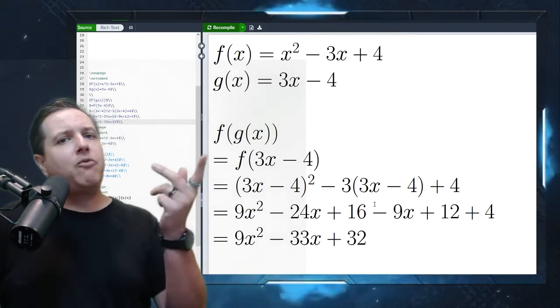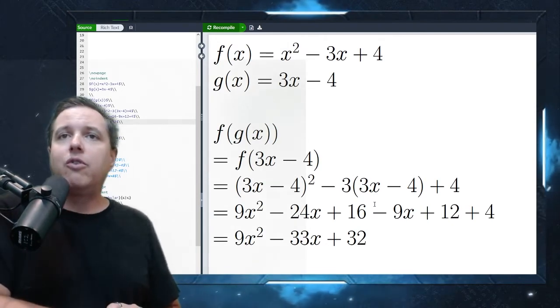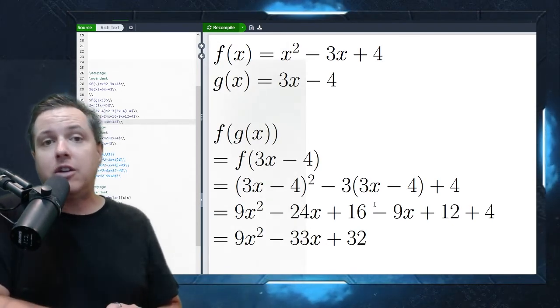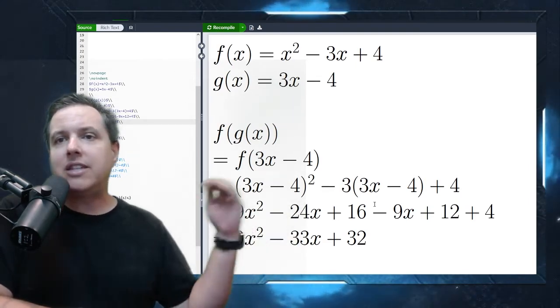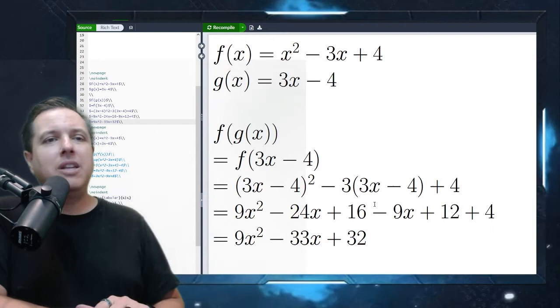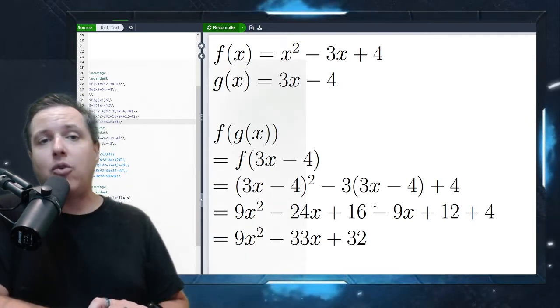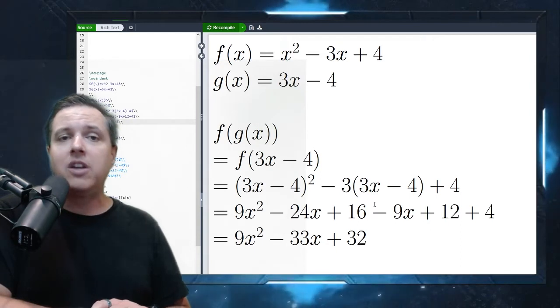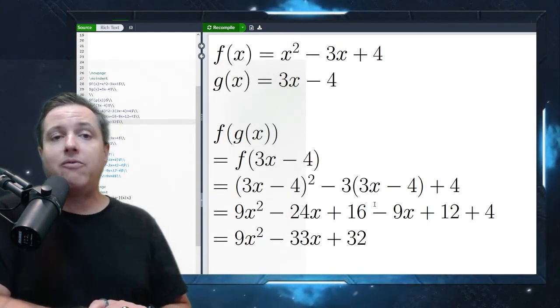Okay, what happens if we turn it around, right? Think about it. Some operations are commutative. For instance, multiplication and addition. 4 plus 5 is the same as 5 plus 4. 4 times 5 is the same as 5 times 4. But not all operations are commutative. Subtraction is not. 5 minus 4 is not the same as 4 minus 5. Division is not. 4 divided by 5 is not the same as 5 divided by 4.